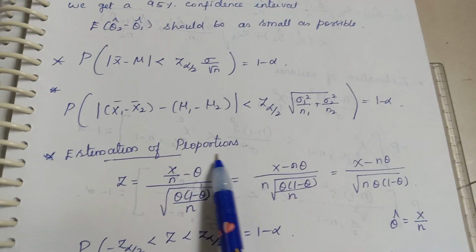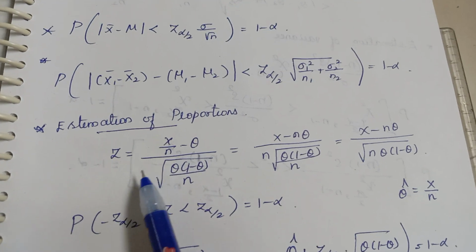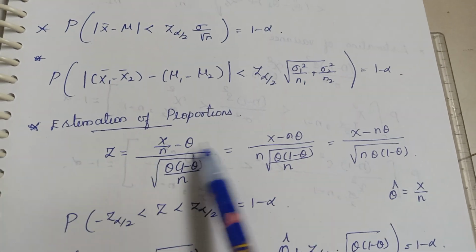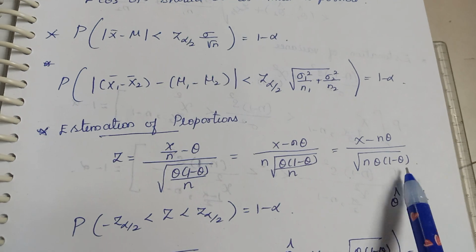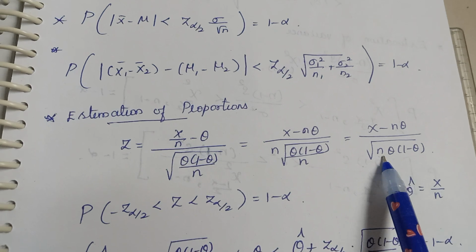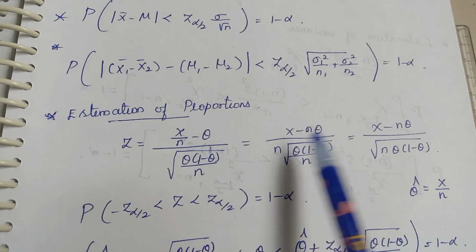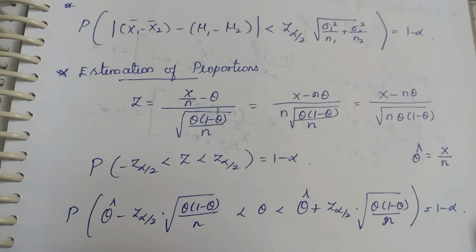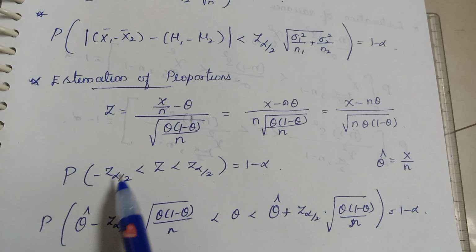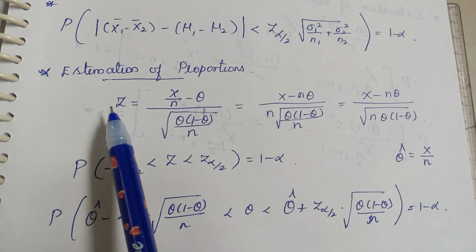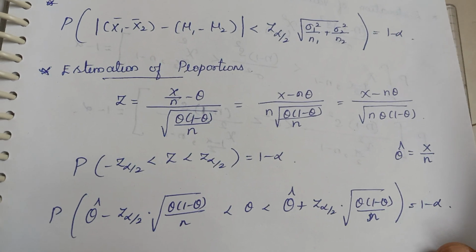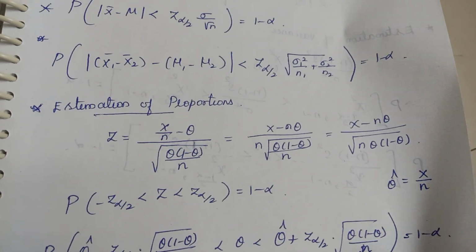First one is proportion. In that case we use this test statistic: z equal to (x minus n theta) by root of n theta into (1 minus theta), where n denotes the sample size and theta denotes the proportion. This is the test statistic which is used, then we compare it with the table value, and depending on the table value you conclude. This is the only thing you have to remember here. This is for estimation of proportions.